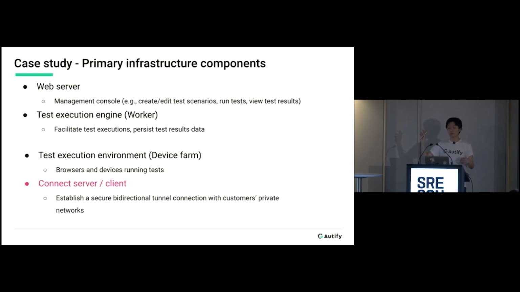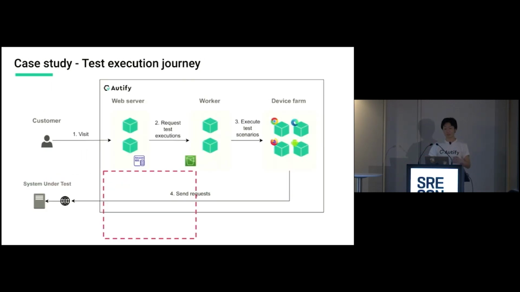Autify's infrastructure consists of 4 primary components. The bottom 2 are particularly relevant to this talk. And the stateful system component in this is the last one, the connect server. I'll explain these components by showing a diagram. The diagram shows the high-level infrastructure overview when a customer executes a test. A customer can trigger test executions using our management console.